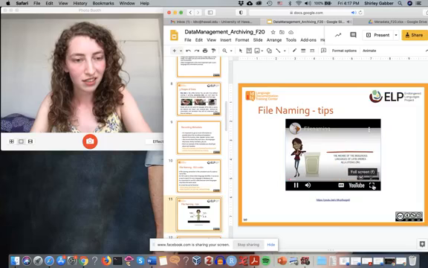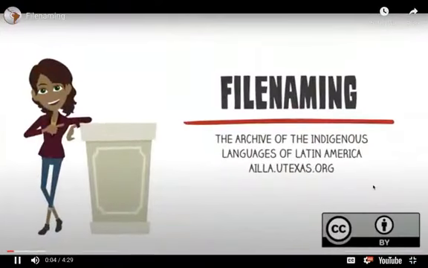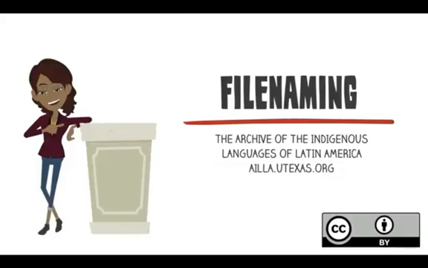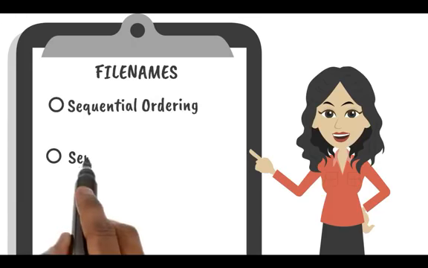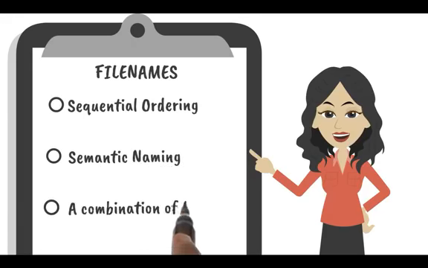Hello! This tutorial is about file naming strategies for language documentation and archiving. In this video, you'll learn some file naming tips to help you organize your digital files and submit them to an archive. File names should be unique so that no 2 files have the same name. To make your file names unique, you can use sequential ordering, semantic naming, or a combination of these.